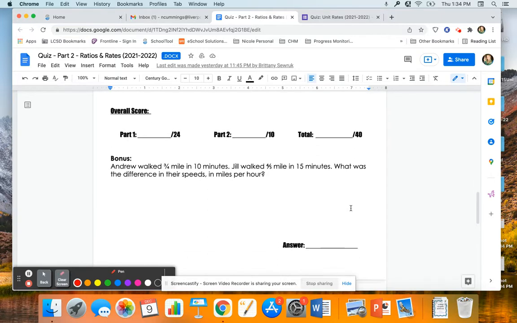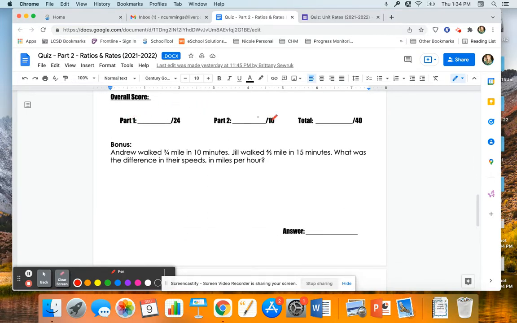All right. You don't have to do anything with these bold parts, but there is a bonus. Andrew walked 3/4 of a mile in 10 minutes. Jamie walked 4/5 of a mile in 15 minutes. What was the difference in their speeds in miles per hour? I'm not going to go into depth explaining that one because it is a bonus and you should be able to do it, or you can try it on your own. Submit and turn in when you're done.